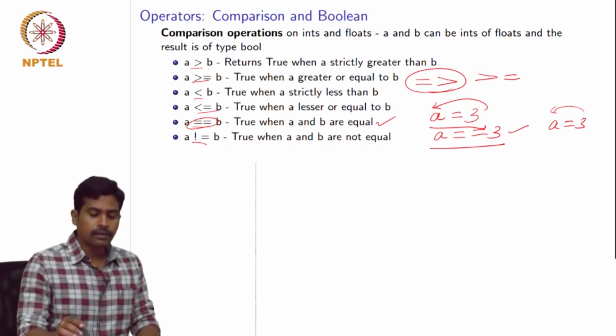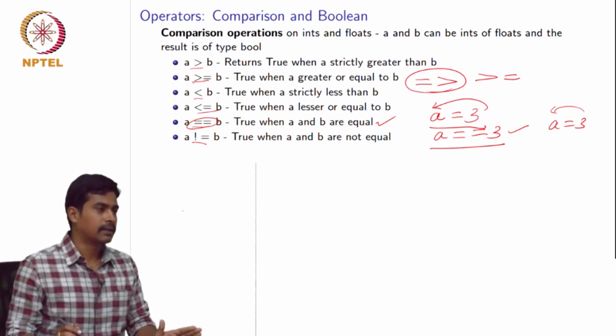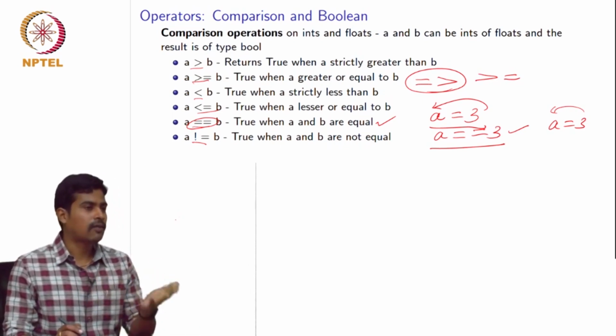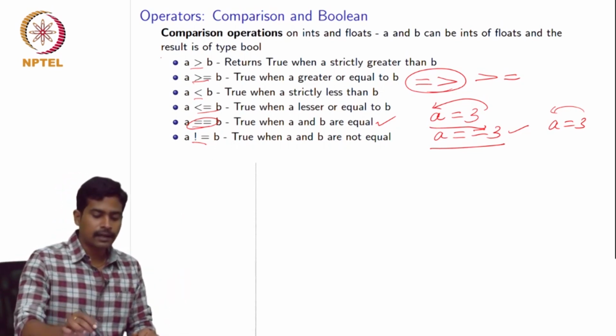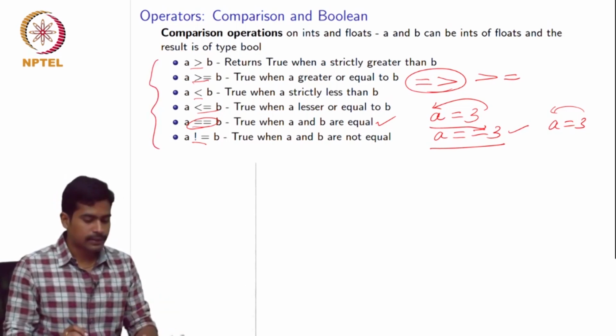So the output of a comparison is always a Boolean type of variable. When you are comparing two things, the outcome can be either true or false, it cannot be integer or float. So for all these comparison operations, the output can be either true or false.